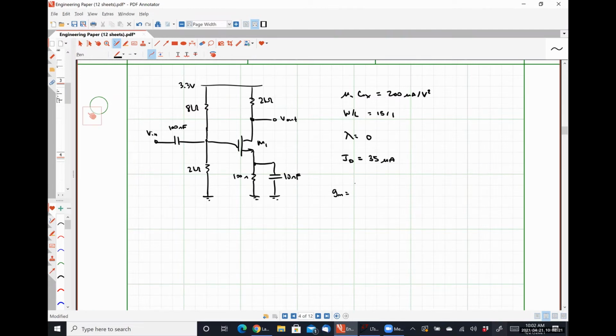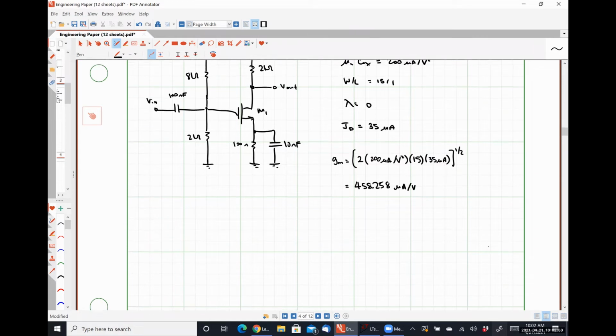So gm is going to be the square root of 2 times mu n C ox times W over L times ID, which would give us a value of 458.258 microamps per volt.